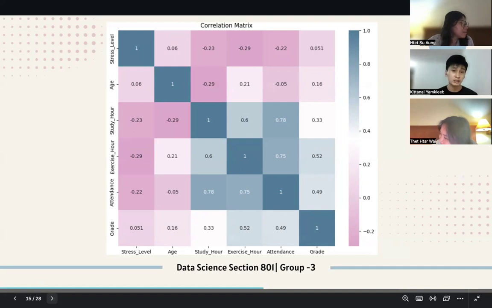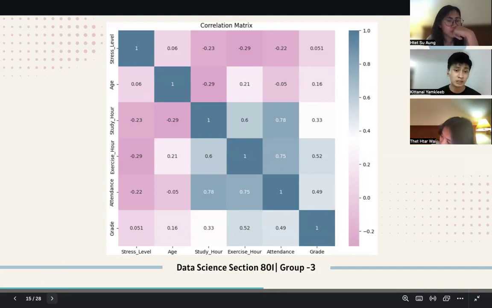On the next one, there are two correlations, which are positive and negative. We will look at the negative first. On the negative side, study hour and age show a weak relation, which can mean that when the student's age increases, the study hour will decrease. On the positive side, exercise hour and grade show weak relations with age. So it means that when student age gets higher, their exercise time and their grade will increase too.